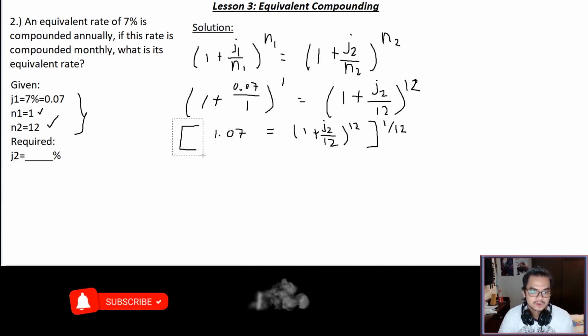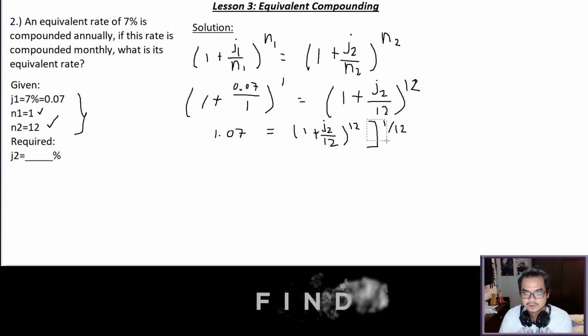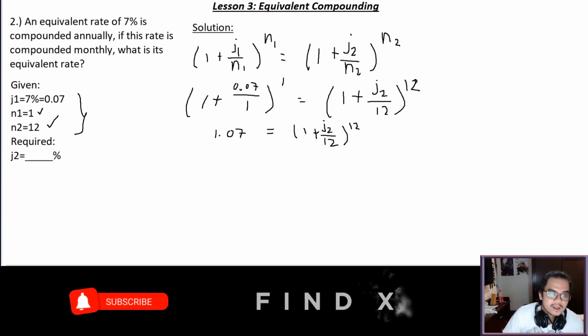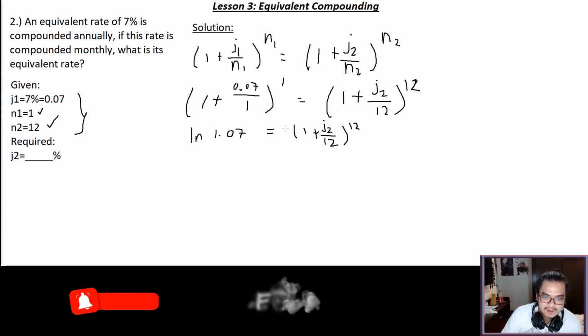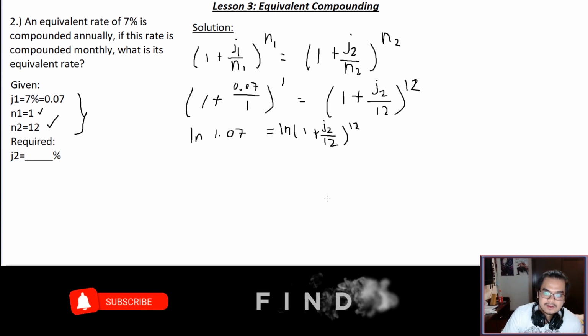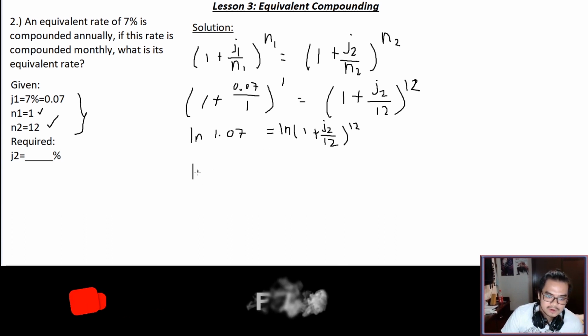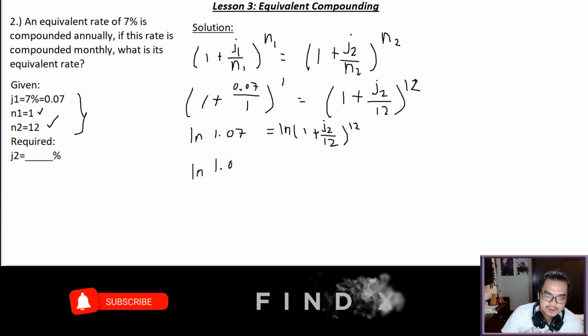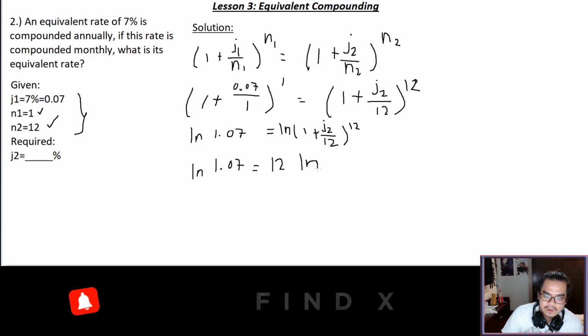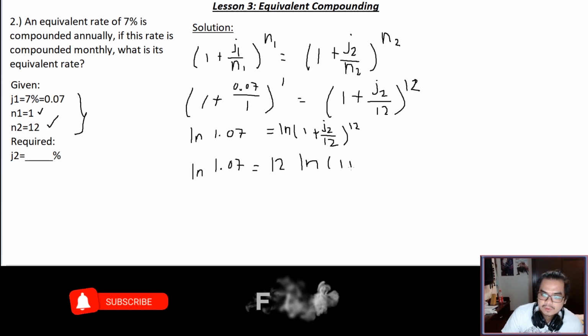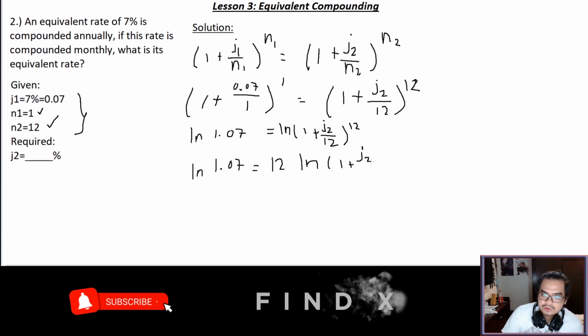Okay, so I'll just delete this one. So the ln method, if you will take the ln of both sides, you have the ln and then ln. The next step, if you're dealing with the properties of logarithm, this 12 can go down here. So what you will have here is ln 1.07 equal to 12 ln 1 plus J2 over 12. So this is another way of solving this.